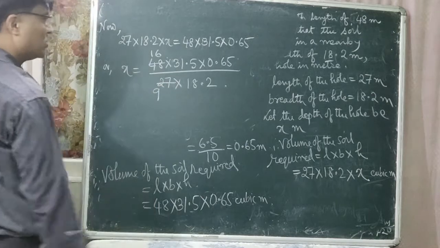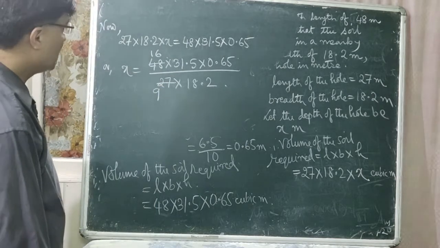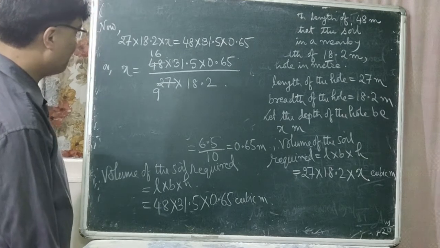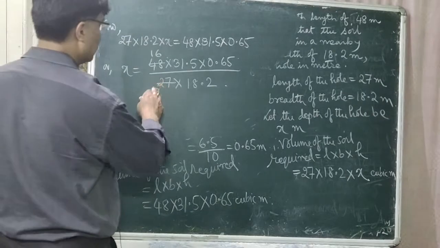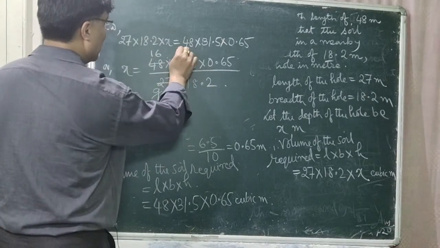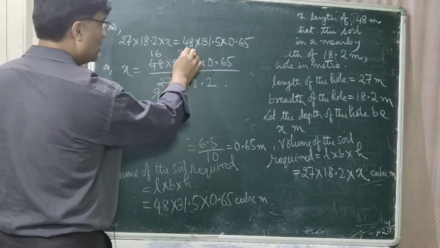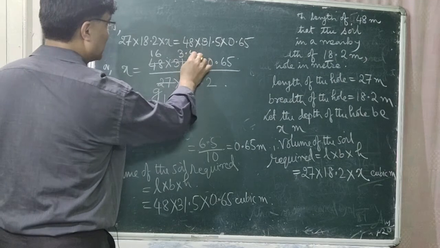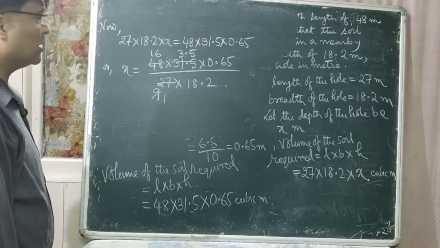Is that clear? So now you can cancel here 9 and 31.5. 9 3s are 27, 31 minus 27 is 4, 45, 9 5s are 45. So I think you have understood it.